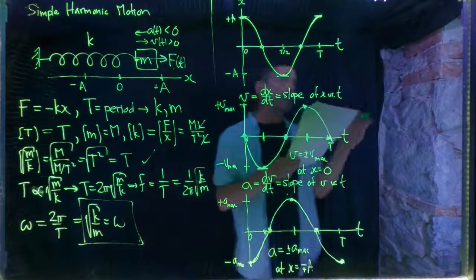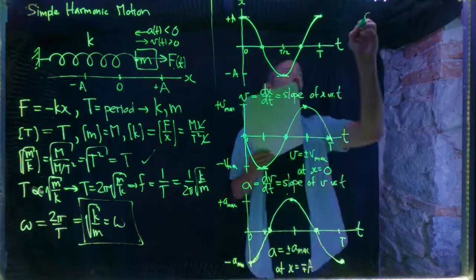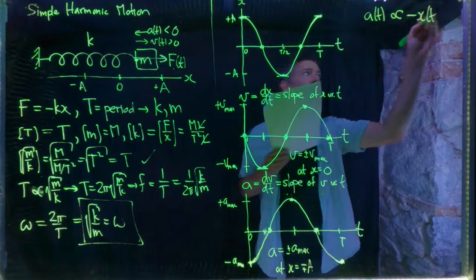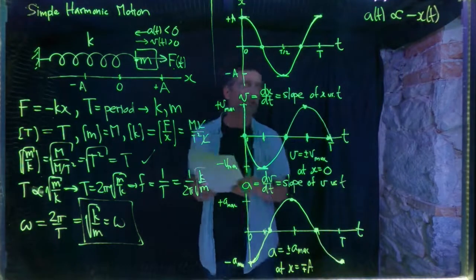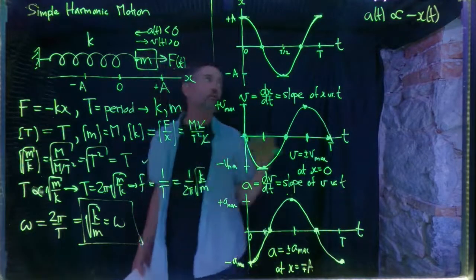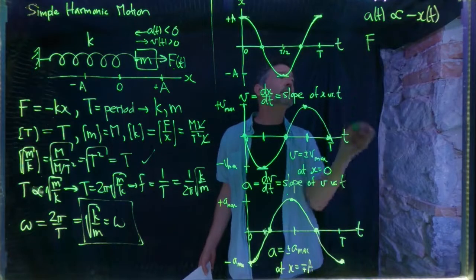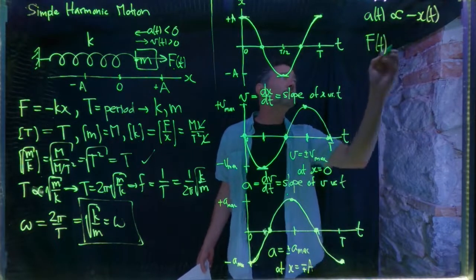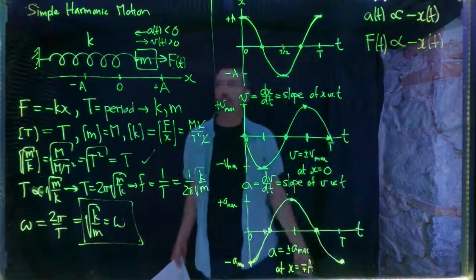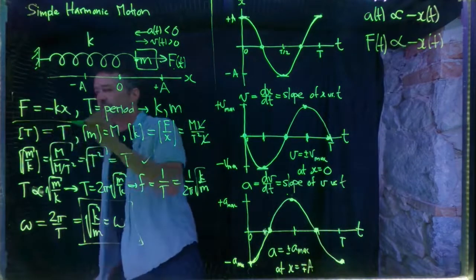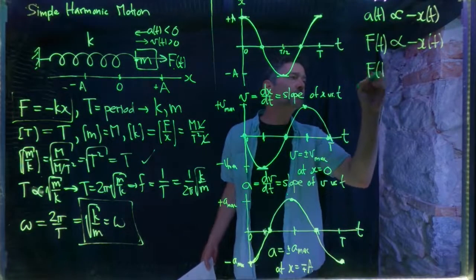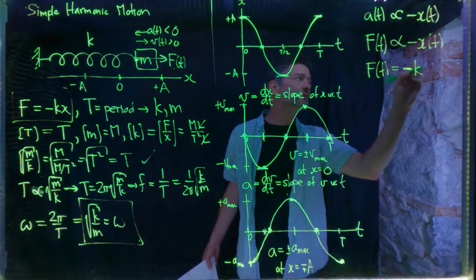Okay, and so you can observe just graphically that the acceleration at any instant of time is proportional to negative x at that time, with some positive proportionality constant. And then you think, well, the acceleration of that mass is just proportional to the force. So this is just saying that the force at any instant of time is proportional to negative the position at that instant of time. And of course, that's exactly true, because the force is minus kx.